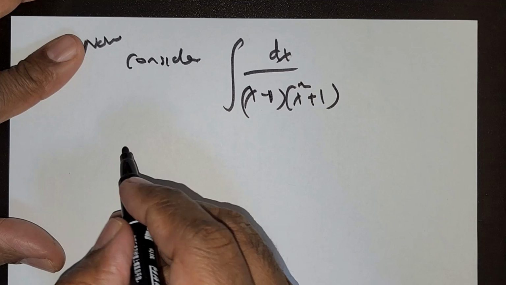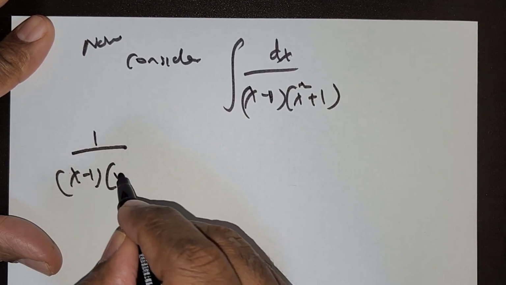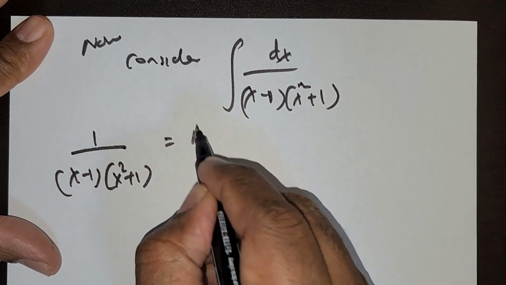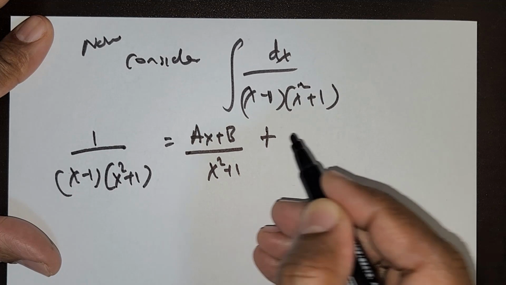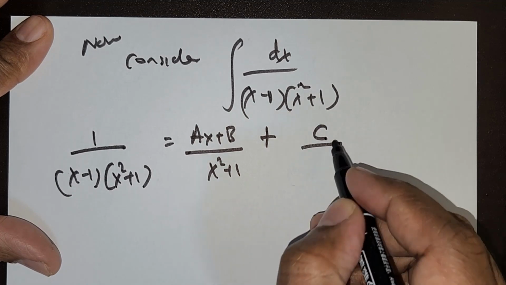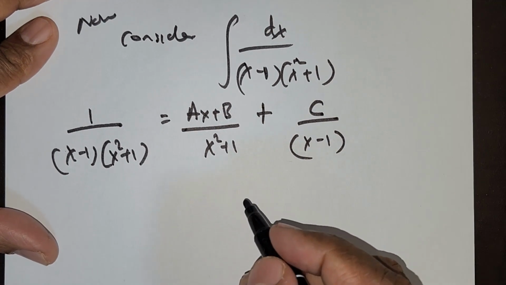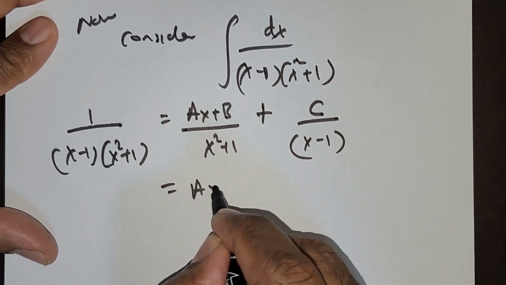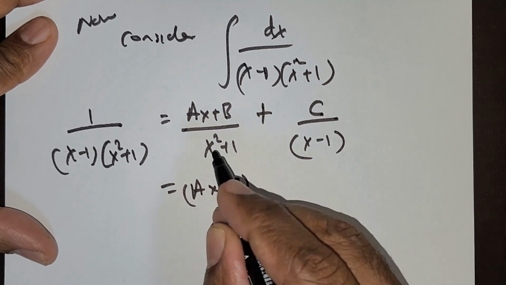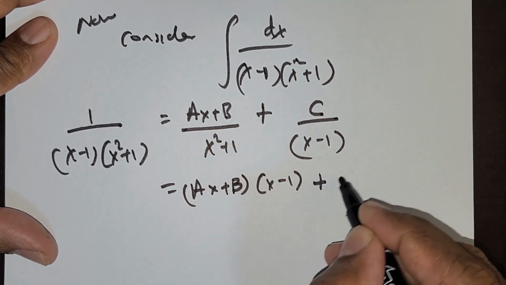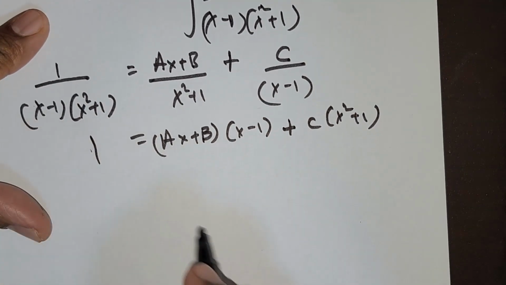Okay, I'm going to use partial fractions. So I'm going to split 1 over (x - 1)(x² + 1) as (ax + b) divided by (x² + 1) plus c over (x - 1). Okay, so if you were to cross multiply, you get (ax + b)(x - 1) + c(x² + 1) is equal to 1.